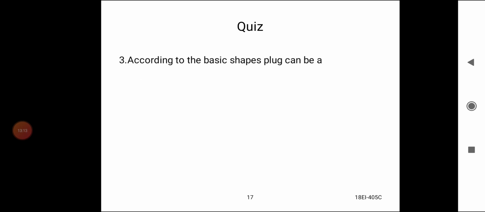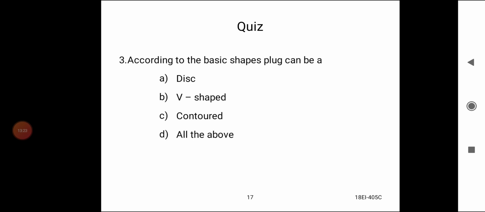Quiz 3. According to the basic shapes, the plugs can be A. Disc, B. V-shaped, C. Contoured, D. All the above. The answer is all the above. The plugs may be disc-shaped, V-shaped or contoured. So D is the correct answer.